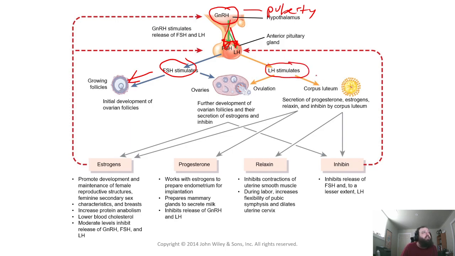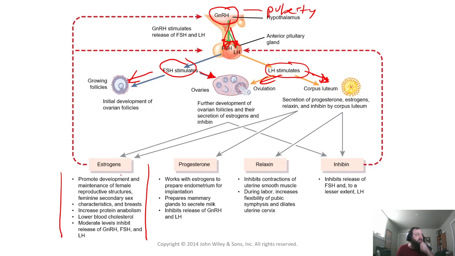Luteinizing hormone is going to trigger ovulation. And obviously with ovulation, you lead to the production of the corpus luteum. But of course, FSH is also going to stimulate ovulation by helping grow those follicles. So this down here summarizes some of the functions here.